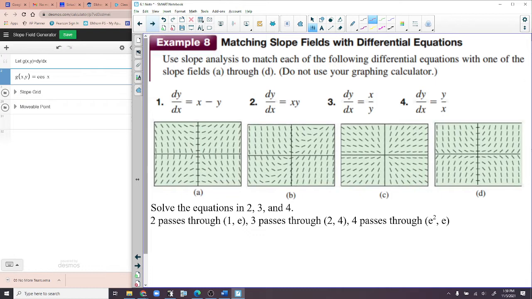Matching slope fields with differential equations. Use slope analysis to match each of the following differential equations with one of the slope fields A through D. Do not use your graphing calculator. In other words, don't cheat. How about number 1? Now here's the way I do these. This is how I recommend you do these.